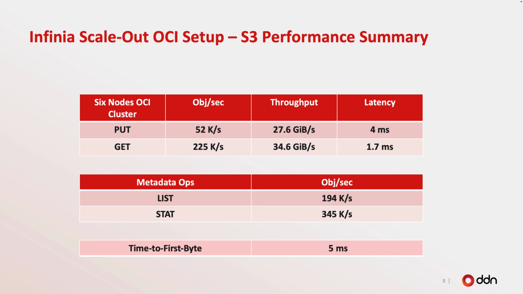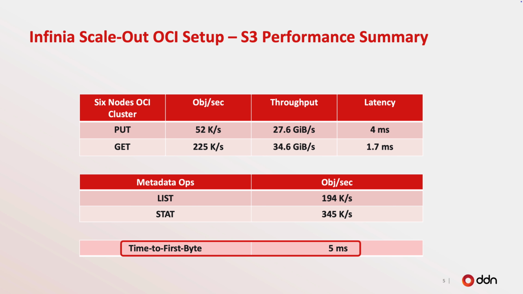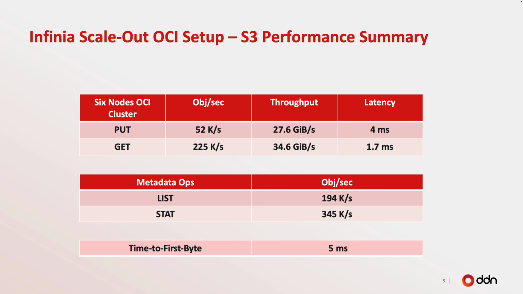While the overall throughput was very good for a small 6-node Infinia system, we also measured the very important metric of time-to-first-byte. We achieved a consistent 5 milliseconds time to first byte, which is excellent for S3 object I/O. As we've shown, not only can software-defined Infinia run in the cloud on Oracle Compute Infrastructure, but it can do so with excellent performance, even with a small 6-node cluster.